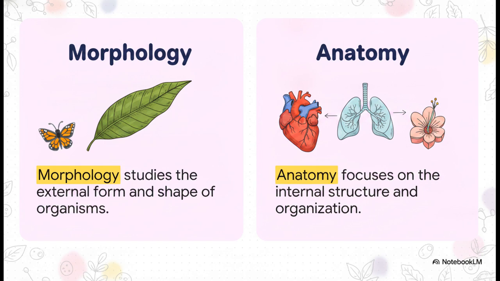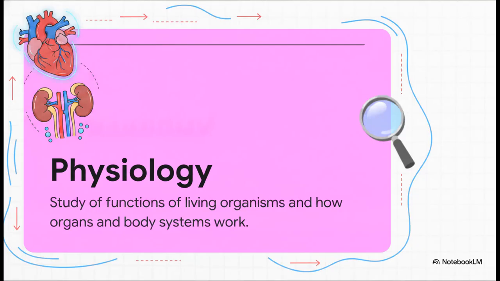Anatomy, on the flip side, is all about the inside. If you have to open something up to see how it's arranged, like the human heart, the lungs, or even the inner workings of a flower, you're looking at anatomy. Now, anatomy tells us what the parts are, but physiology tells us what they actually do. It asks the big question, how does this thing work? Physiology studies the active mechanics of living systems.